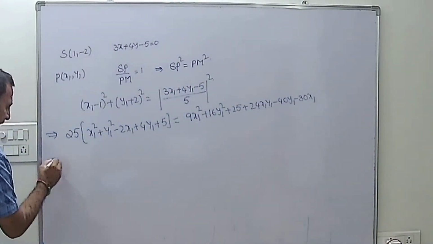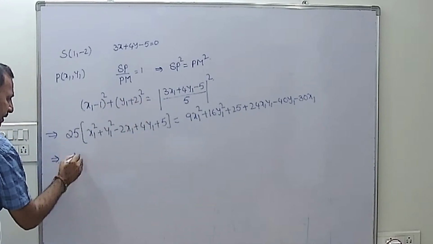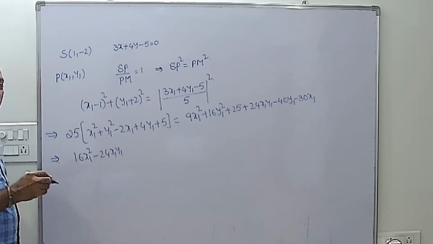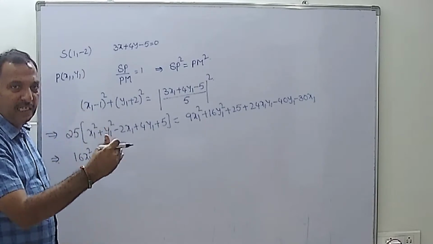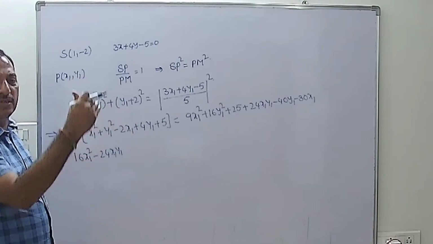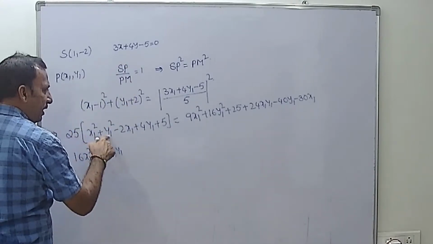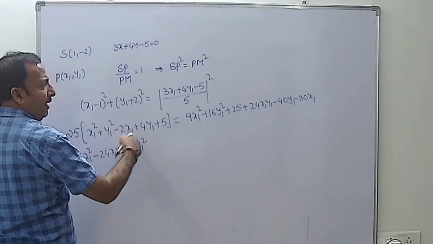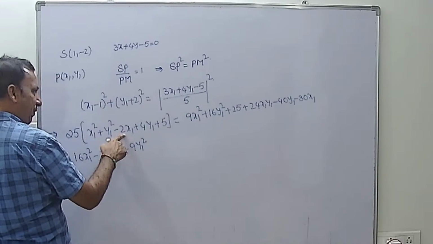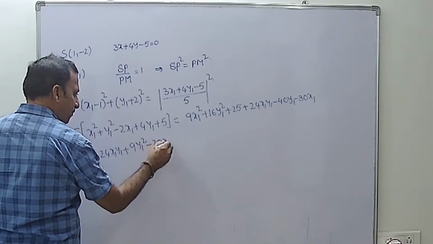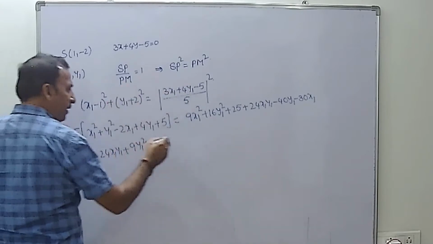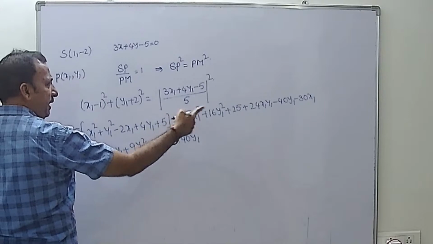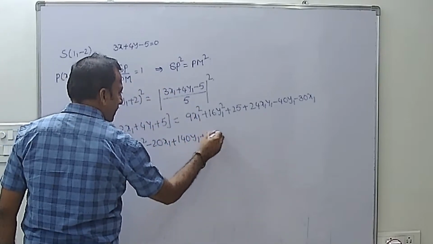Okay, అన్ని టర్మ్స్ లెఫ్ట్ హ్యాండ్ సైడ్ చేస్తాం. 25x1 స్క్వేర్ యువతలకు వస్తే 16x1 స్క్వేర్ మైనస్ 24x1y1. ఎప్పుడు కూడా ఆర్డర్ లో రాసేటప్పుడు ఫస్ట్ x స్క్వేర్ టర్మ్, నెక్స్ట్ xy టర్మ్, నెక్స్ట్ y స్క్వేర్ టర్మ్, నెక్స్ట్ x టర్మ్, y టర్మ్, కాన్స్టెంట్ అలా రాసుకోవాలి. 25y1 స్క్వేర్ అంటే 9y1 స్క్వేర్. ఇక్కడ మైనస్ 50x1, అక్కడి నుంచి 30x1. ఇక్కడ మైనస్ 50 ప్లస్ 30, మైనస్ 20x1. ఇక్కడ 100y1 యూతలకు వస్తే ప్లస్ 140y1. ఇక్కడ 125 minus 25 plus 100 is equal to 0.